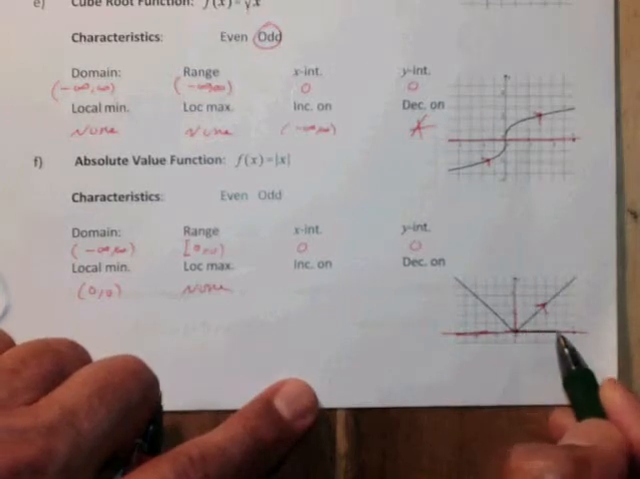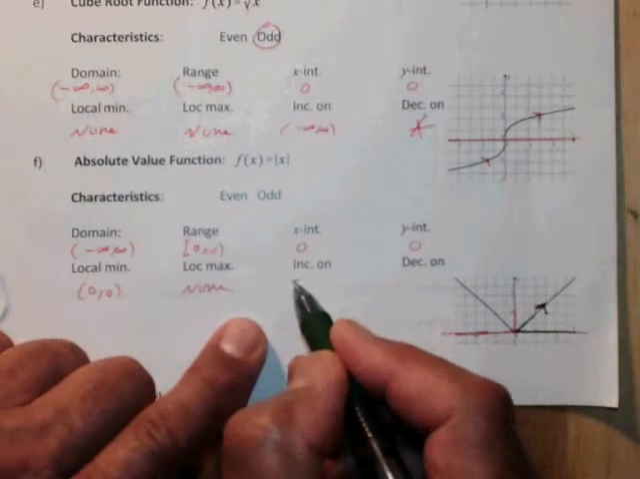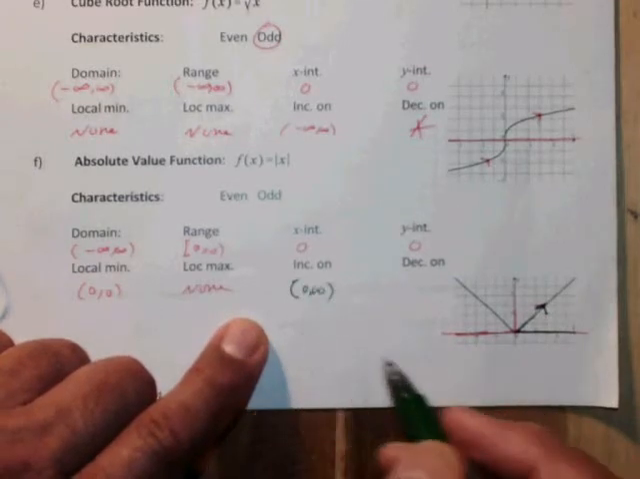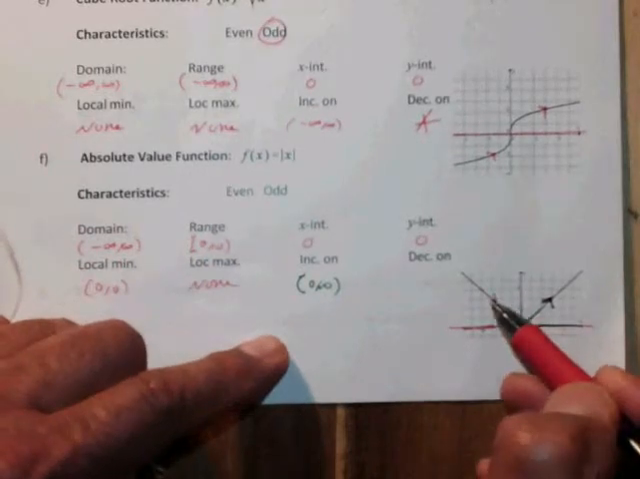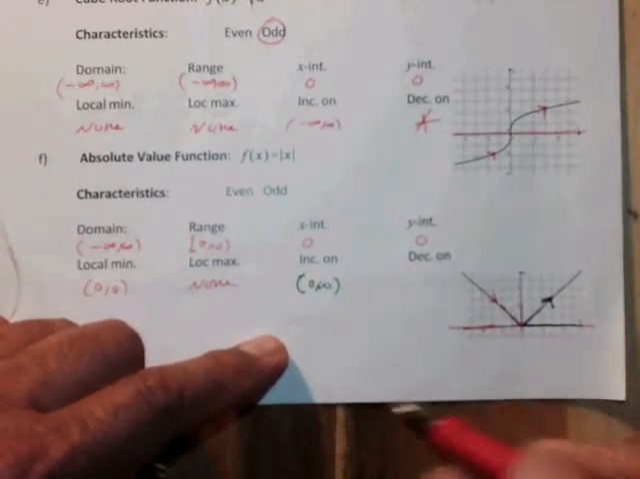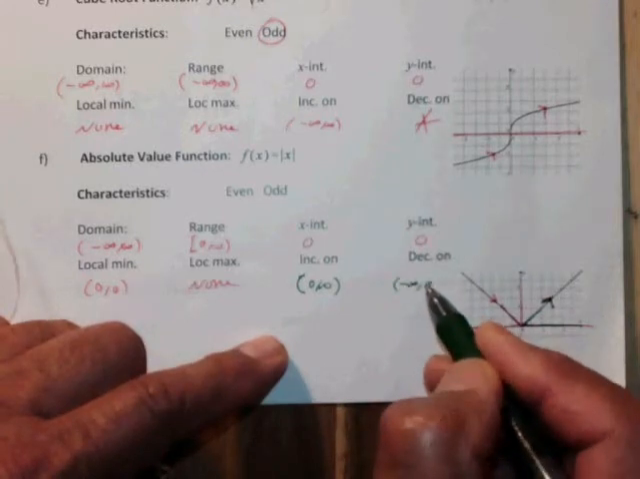Increasing, you see on the right side, on this side, it's increasing. So increasing on 0 to infinity and decreasing on the left side, you see, on minus infinity to 0.